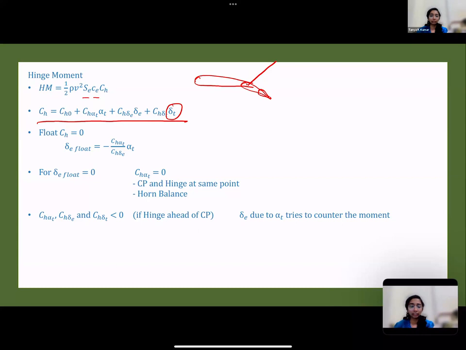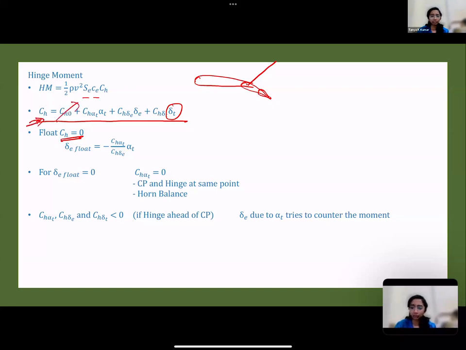The float condition is when you leave your elevator free, when you're not forcing it to stay at one point, you're letting it float. So what is the elevator deflection at this float condition? What happens is that there is no hinge moment produced, right? You're allowing it to float freely. So there is no force, there is no hinge moment produced. So your CH is 0.